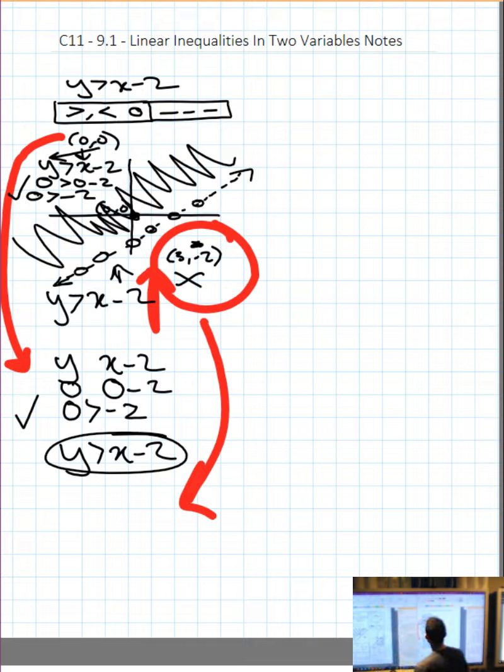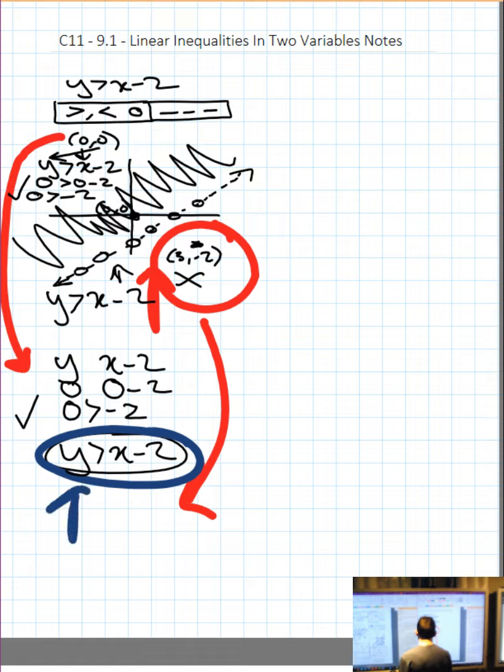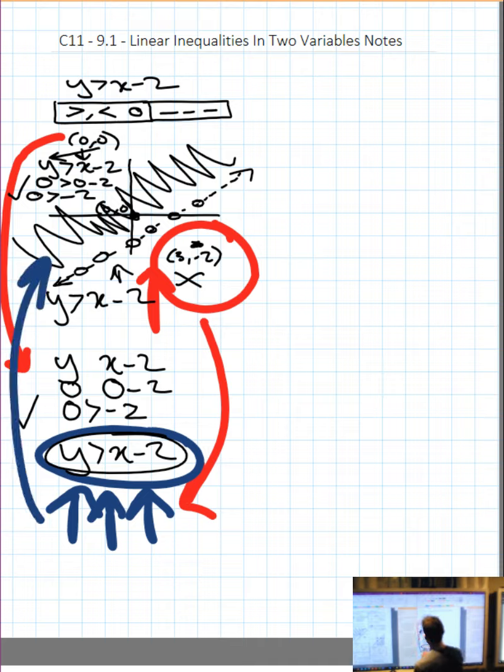So, if I want to read this equation at the bottom, big blue circled, I read: shade above line. Math is simple when you start to realize it. Okay, so then you don't even have to do the test. You can just look at the graph and go, oh, that's y is greater than x minus 2. Okay, so that's linear inequalities in two variables.